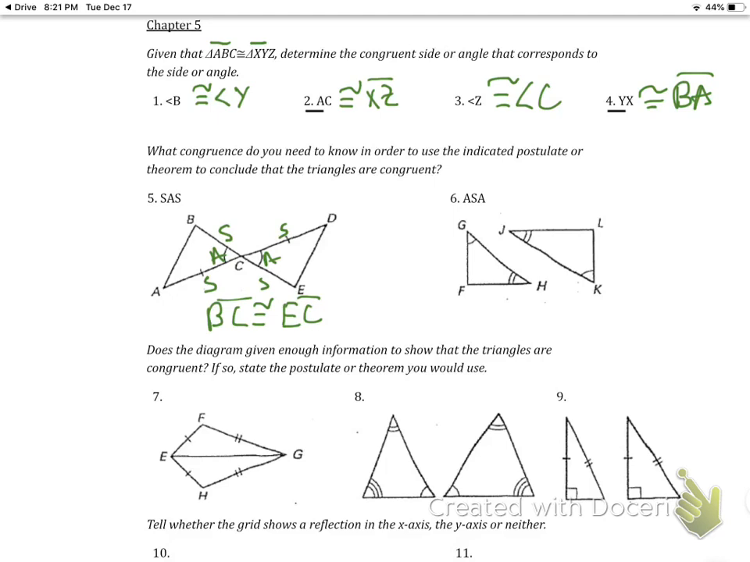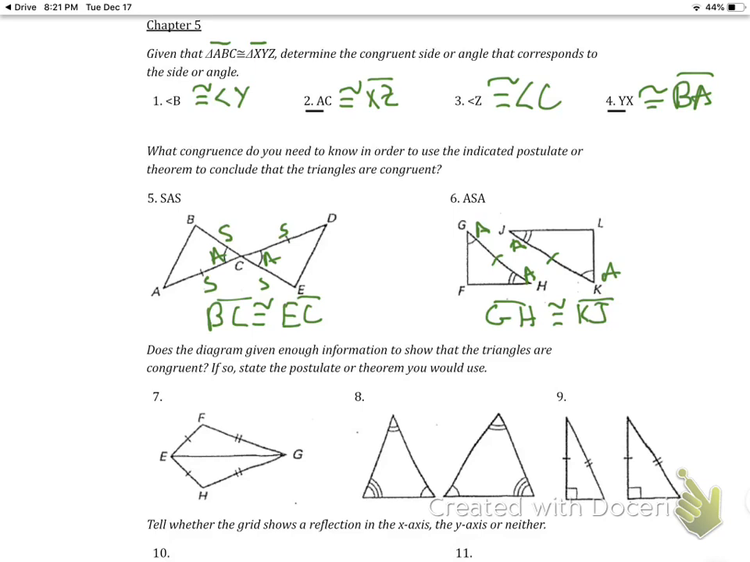Over here, we want to use angle, side, angle. So if you look at your picture, you have an angle, you don't have a side, and you have an angle. So what we need to show here is the included side. So we need to show these two. So we need to show that GH is congruent to KJ.